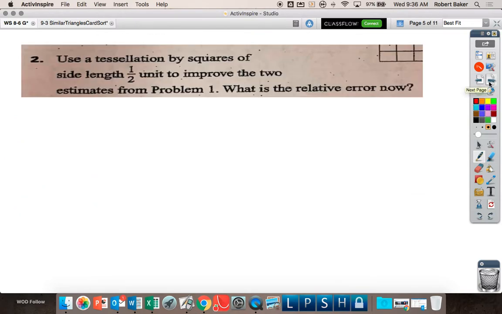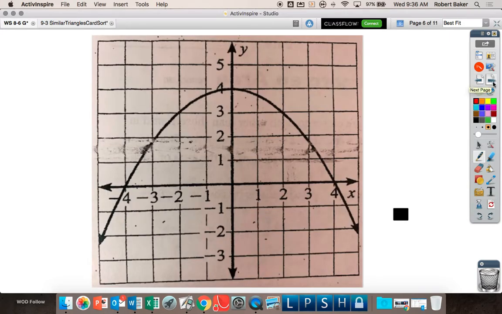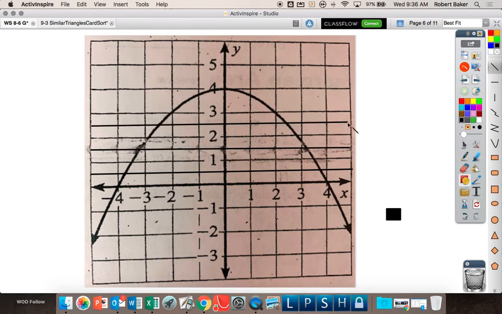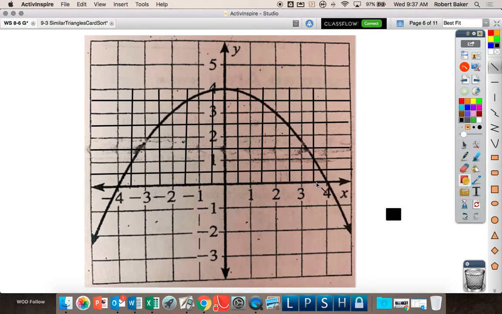It says now tessellate the squares by using a side length of 1/2. So when I do this, instead of using one full square, I'm going to use side lengths of 1/2 by 1/2. So when I did this on my paper, I took my pencil and cut all the boxes in half. So I cut them in half going this way. This is going to be the second set of graphs. And I cut my boxes in half going this way. Look at all those boxes. So do you think my estimate's going to be more accurate?